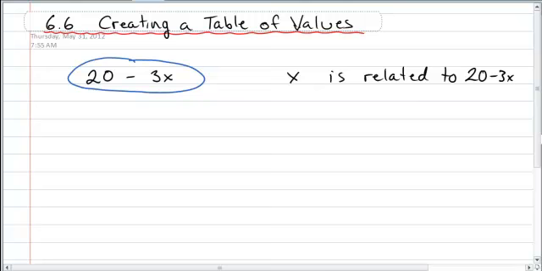What that means is, well, what happens if x equals 1? If it equals 1, then we simply go 20 minus 3 times 1. And what does that give us? Well, that gives us 20 minus 3, which equals 17. So if x is 1, the relationship is that 20 minus 3x is 17.